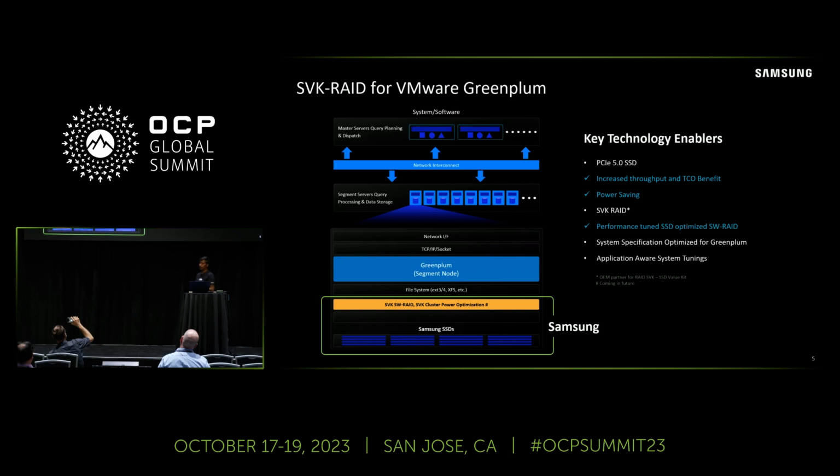The first use case I want to talk about is SVK deployment with VMware Greenplum, which I was talking about earlier, one of the solutions that I talked about out of 5. Greenplum is a massively parallel processing database from VMware. We are able to deploy SVK RAID on the Greenplum cluster in a large cluster, and we are able to evaluate performance on that. As you can see, we are using Samsung SSDs, Gen 5 servers, and with SVK RAID on top. And Greenplum is able to extract similar performance as without RAID.